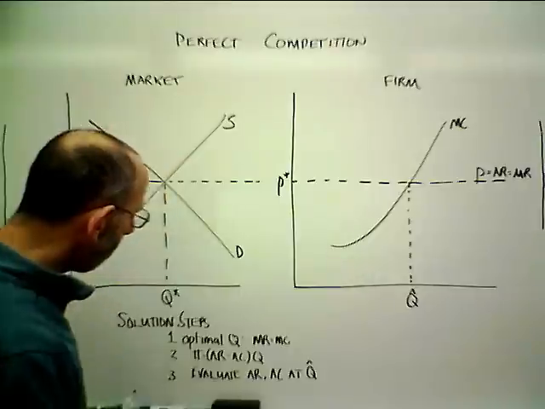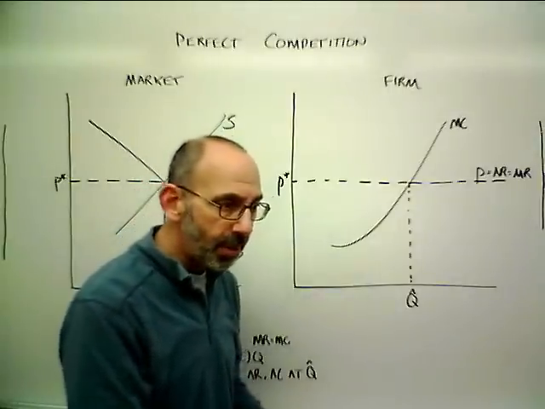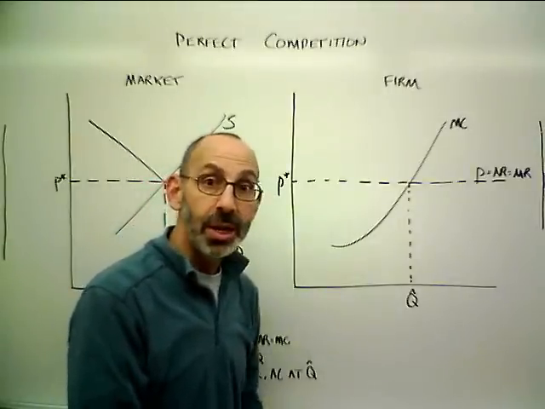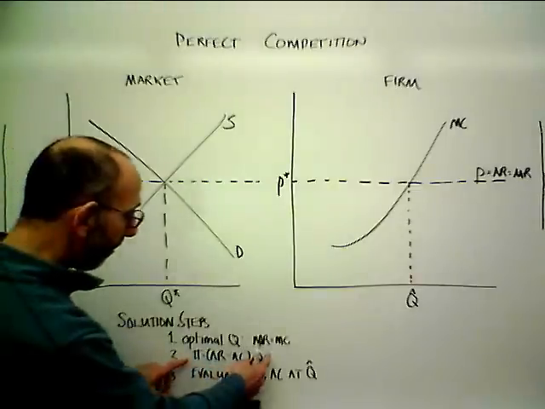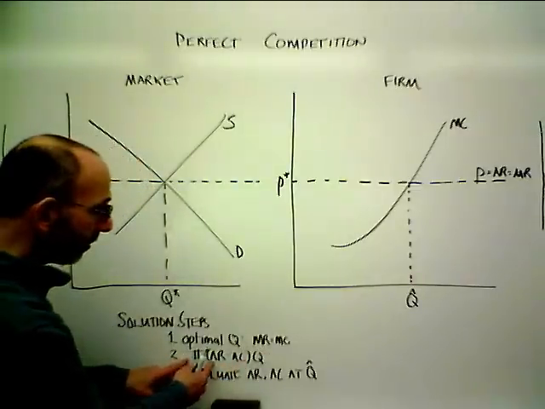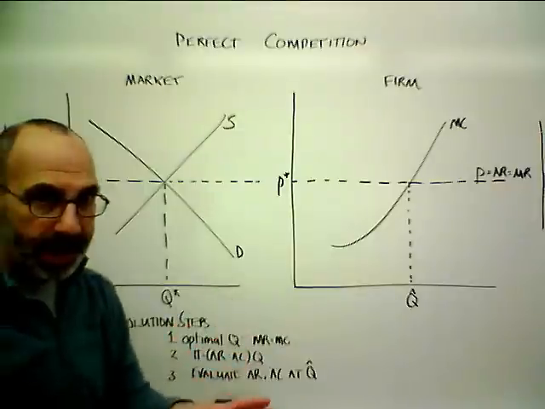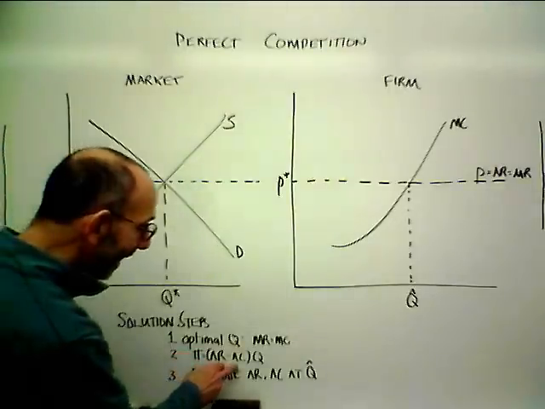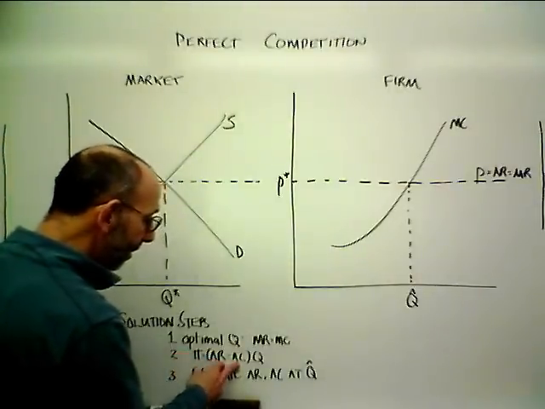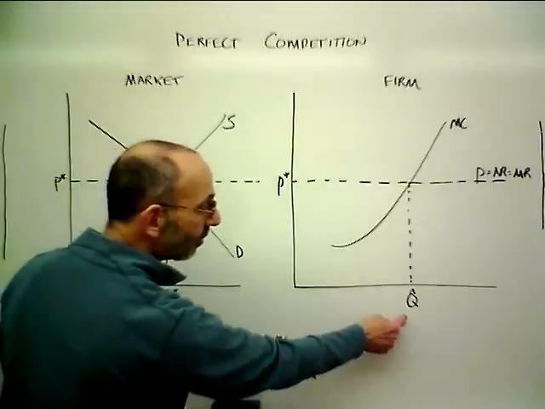We don't yet know, however, whether this firm is making money or not making money. Is it making profits? Is it breaking even or losing money? We have to go back to our definition of profits. Profits, capital pi, equals average revenue minus average cost times quantity. That's how we determine profitability. And we need to evaluate this equation specifically for values that correspond to Q hat.